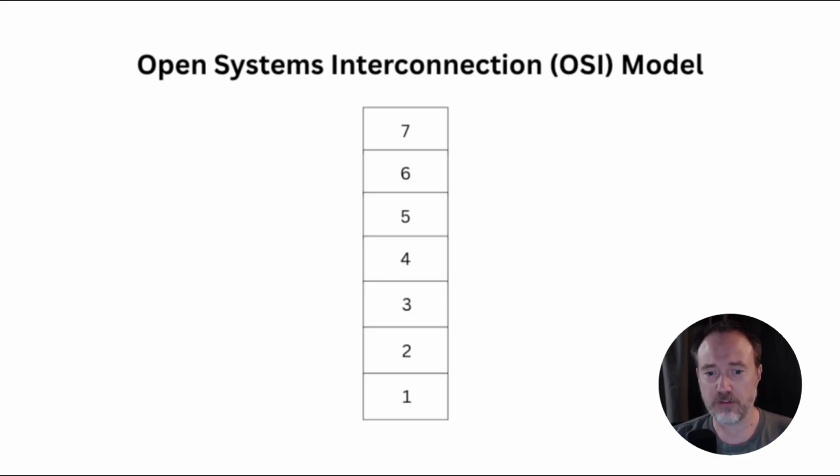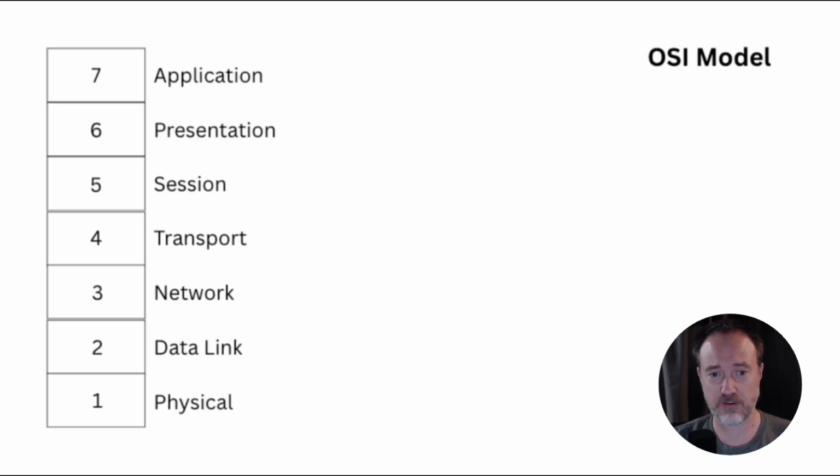But the seven layers, they go from bottom to top, where layer one is at the bottom, layer seven is at the top. From the bottom, the first layer is the physical layer, and then it's the data link, then network, transport, session, presentation, and application.